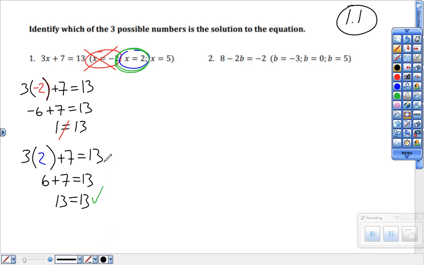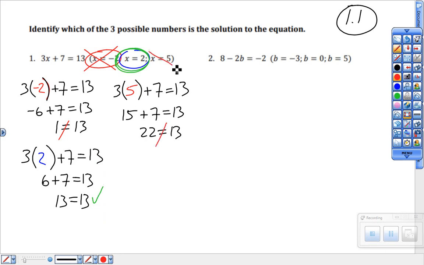Let's plug in x equals 5. Plug that last one in. When I plug in 5, that gives me 15 plus 7. That gives me 22. That is another false statement. x equals 5 is not a solution to that equation.